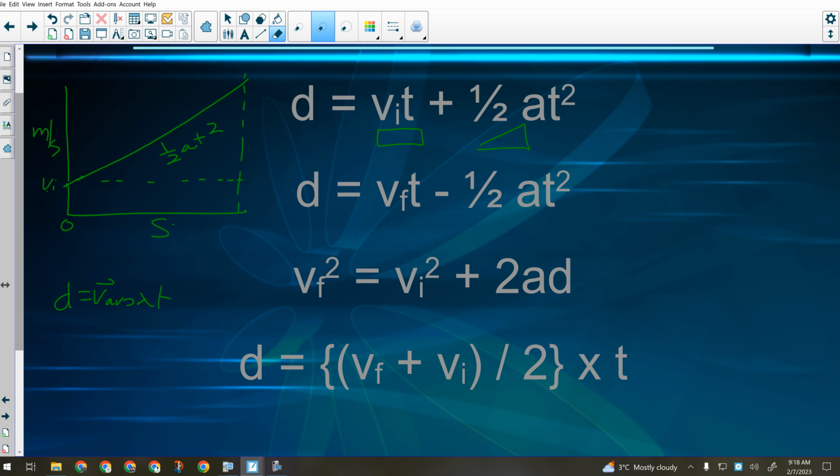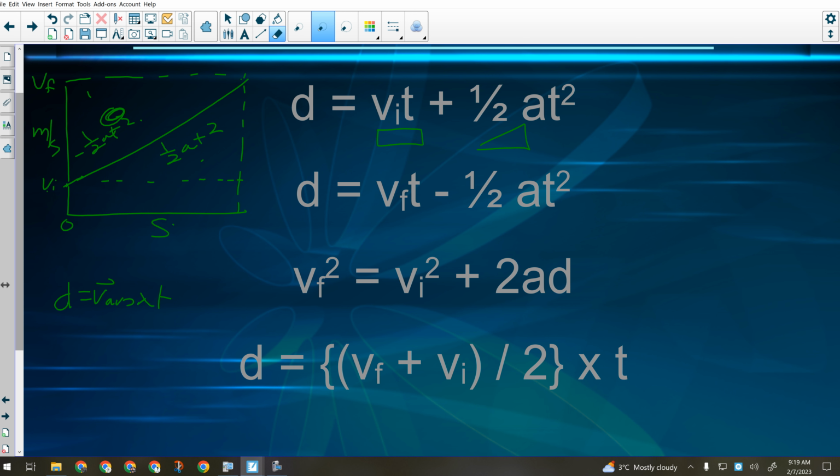Its partner here looks very similar, except it's VF times t minus 1/2 at squared. What that's saying is, here's VF up here. So if we go VF times t, what it's essentially calculating is this whole box. And then it's subtracting this triangle, because this triangle and this triangle are the same. So if I calculate the area of this whole box, and then subtract this triangle, I am still left with the area under the line. That's where that one is derived.